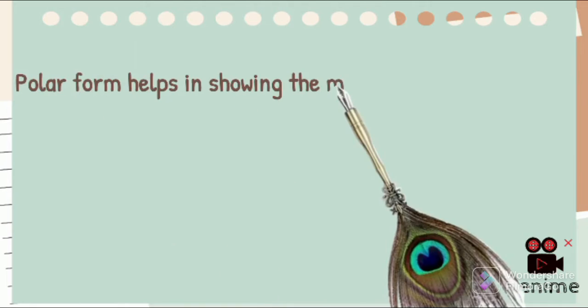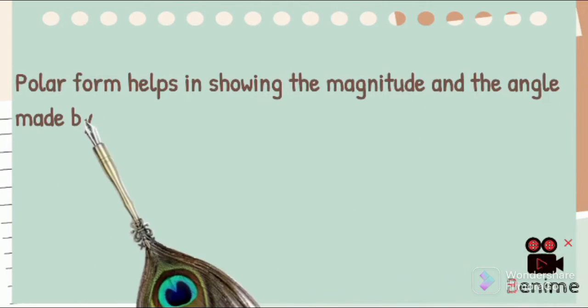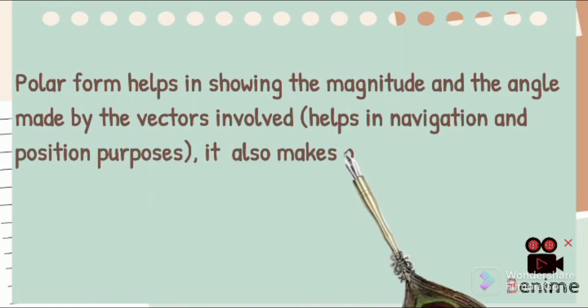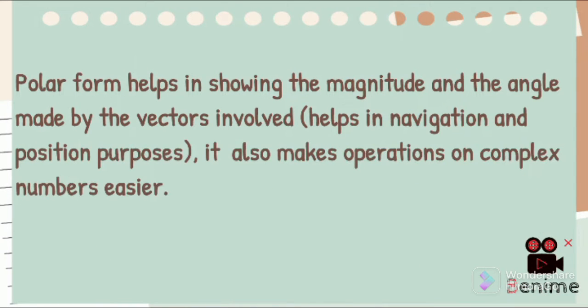Polar form helps in showing the magnitude and the angle made by the vectors involved, helps in navigation and position purposes. It also makes operations on complex numbers easier.